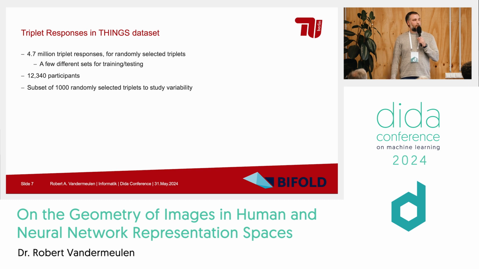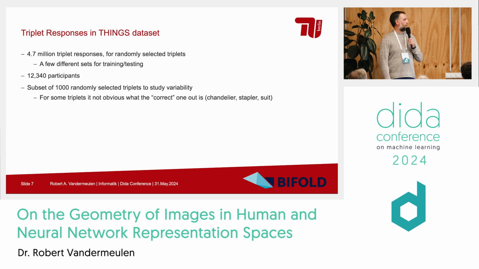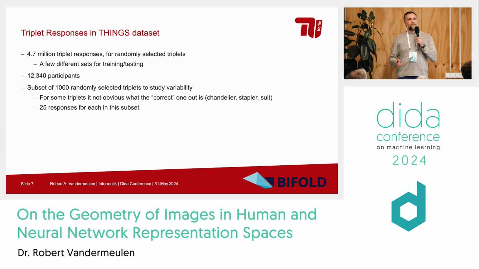And for a randomly selected collection of 1,000 triplets, they repeated and presented these triplets to multiple different subjects to understand variability. Basically, for some triplets, it's not obvious what the correct answer is. The best I could come up with was chandelier, stapler, and suit. I wouldn't know which one of those fits the least, but there's some variability among participants. So each of these 1,000 triplets was presented to 25 different participants. This way you can get an understanding of what consistency looks like in this triplet task.